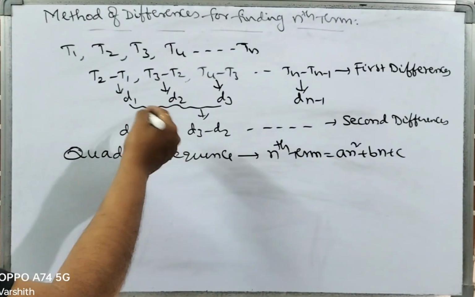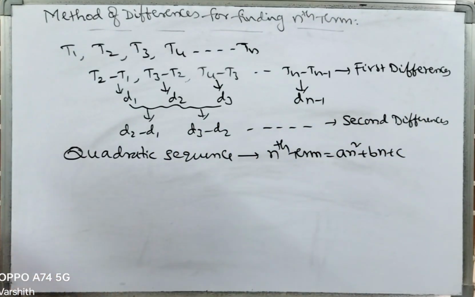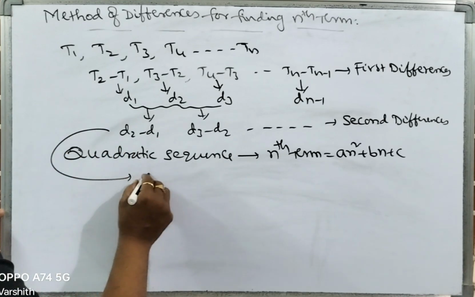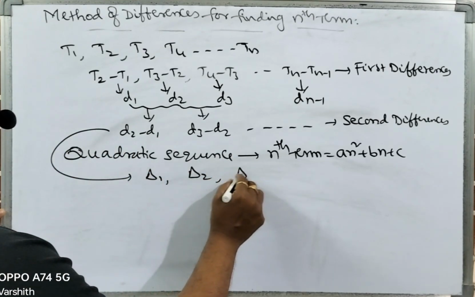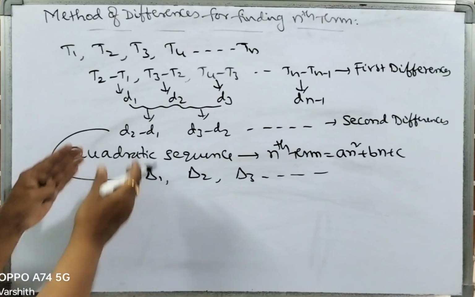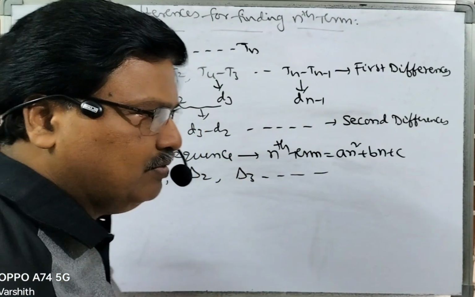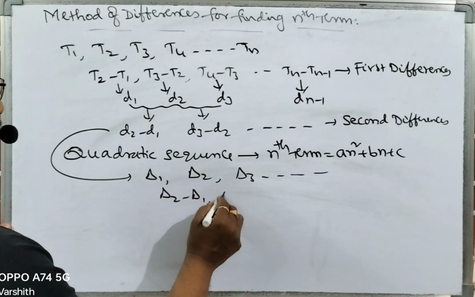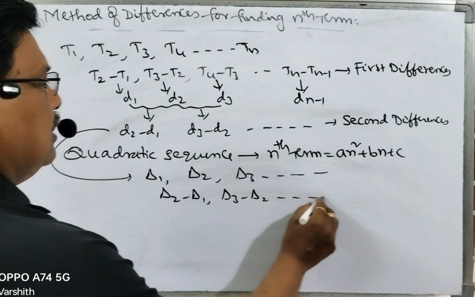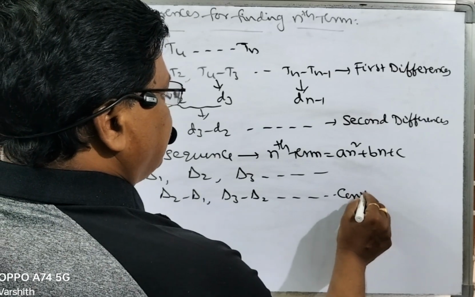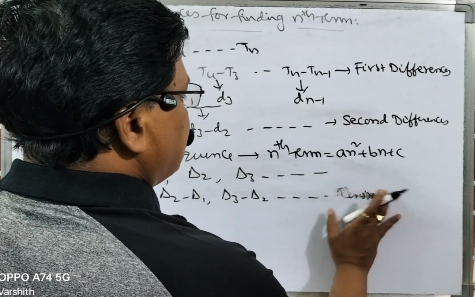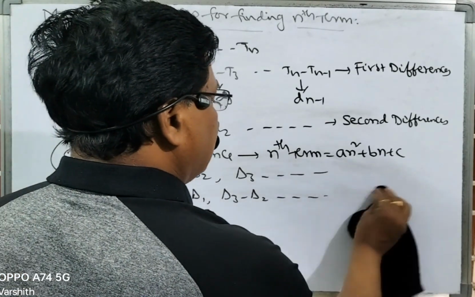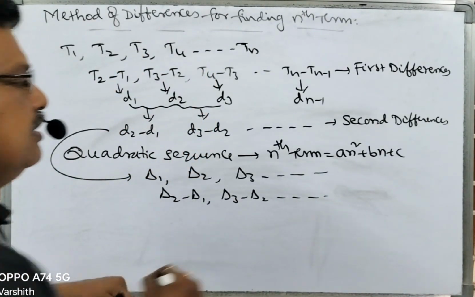And similarly, suppose the second differences are also not constant. Let us represent these second differences with delta 1, delta 2, delta 3, like that. Again you calculate the differences like delta 2 minus delta 1, delta 3 minus delta 2. If these are constants, these are nothing but the third differences, because again we are calculating the differences.